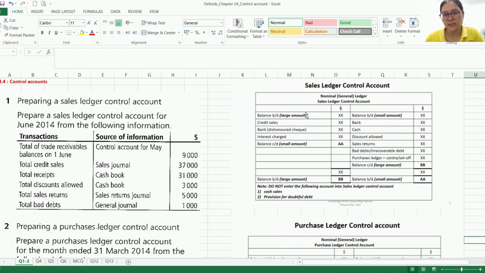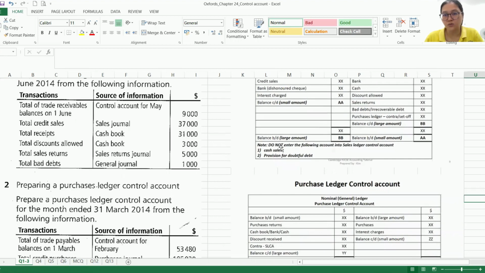Balance brought down, debit side, credit sales, dishonored cheque, interest charge. Balance carried down, if you have it, is normally a small amount, whereas balance brought down is also small, because this one will bring it to the following month. Bank, cash, discount allowed, sales return, irrecoverable debt, contra to the purchases ledger, will be in the credit side. And take note that this account does not enter the cash sales, and does not enter the provision for doubtful debt.